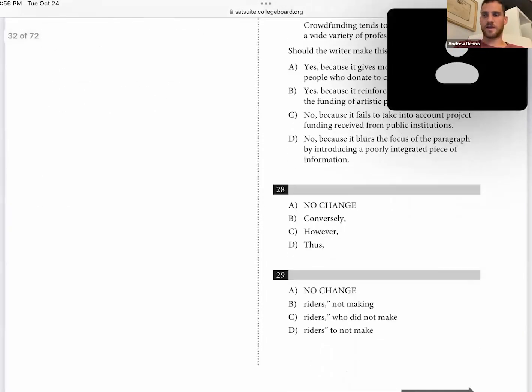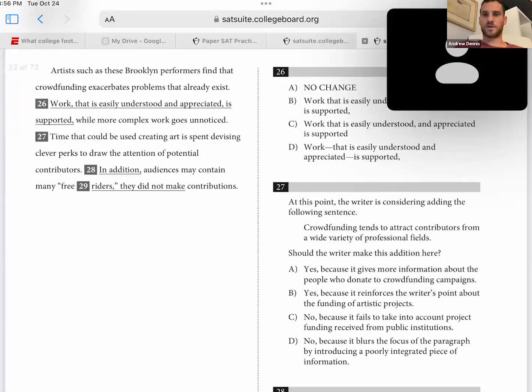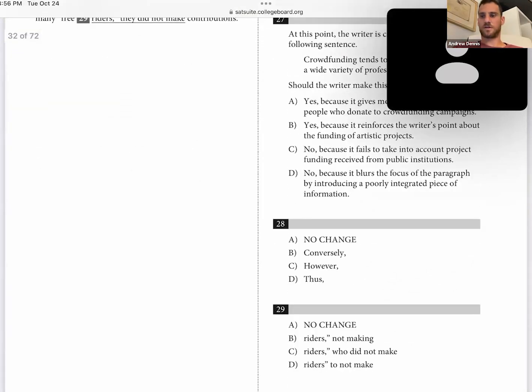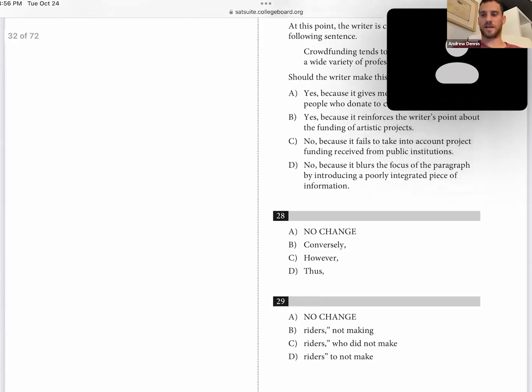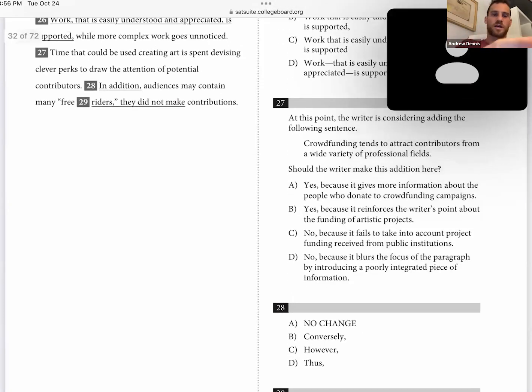So 28A. 29, free riders, they did not make contributions. It's not correct as it is. In addition, audiences may contain additional free riders not making contributions, who did not make contributions, or who do not make contributions. What do you think about 29?